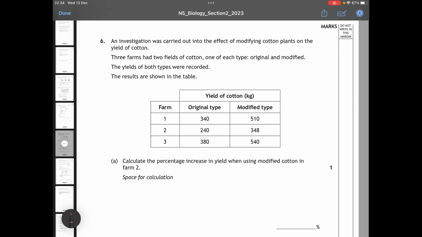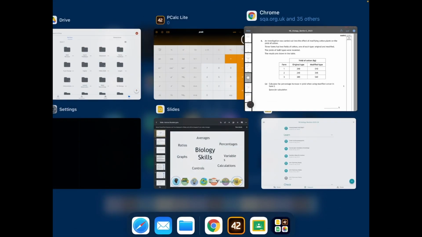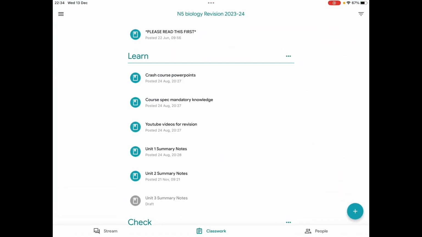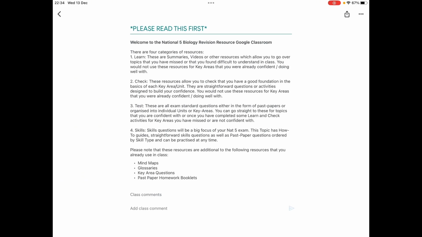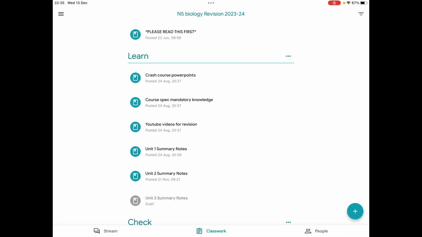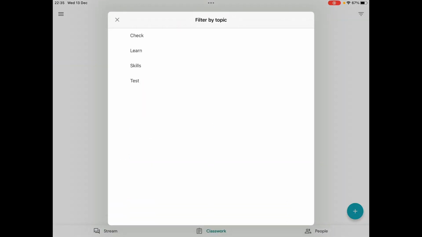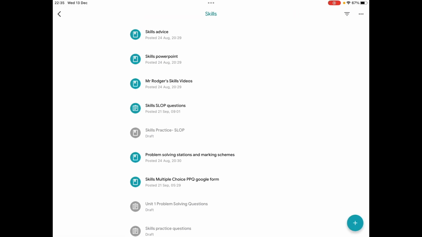But in order to help us with this, we're going to use some resources again from the Revision Google Classroom. So as you can see on the screen here, I've put the National 5 Biology Revision Google Classroom back up, and the last section, and please read this first part, is skills. Skills are a huge focus in National 5, and this topic has all sorts of guides, questions and marking schemes to help you, so you can look through that at your leisure. If we go just to the skills part, at the bottom there, you can see there's lots of information here, and we're going to use the skills advice.